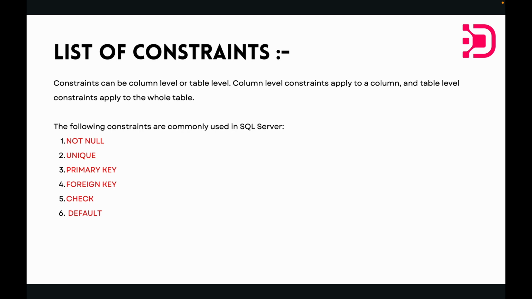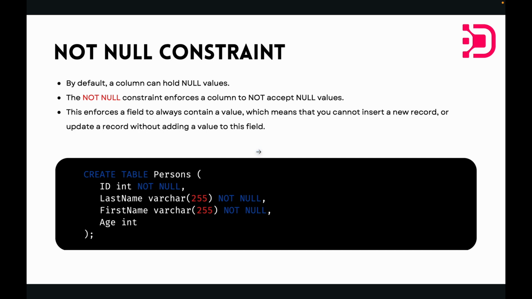I'll just give you a brief overview of each of them, starting with the not null constraint. When we specify a not null constraint on a column, we are enforcing a rule on that column, which means it cannot accept null values. In SQL Server, by default, a column can hold null values, but with this not null constraint enforced, you cannot insert a new record or update a record without adding a specific value to this field. So it cannot be null. If it is null, you will get an error while inserting or updating the data. So that's the not null constraint.